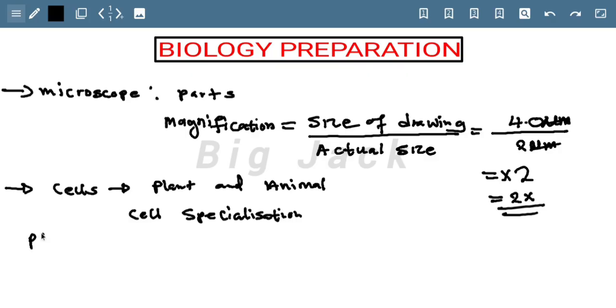I'll just give you a few examples of what you should know about the plant cell. Let's say, for example, I talk of a xylem. A xylem is a specialized cell under plants. Apart from the xylem, we also have the phloem.